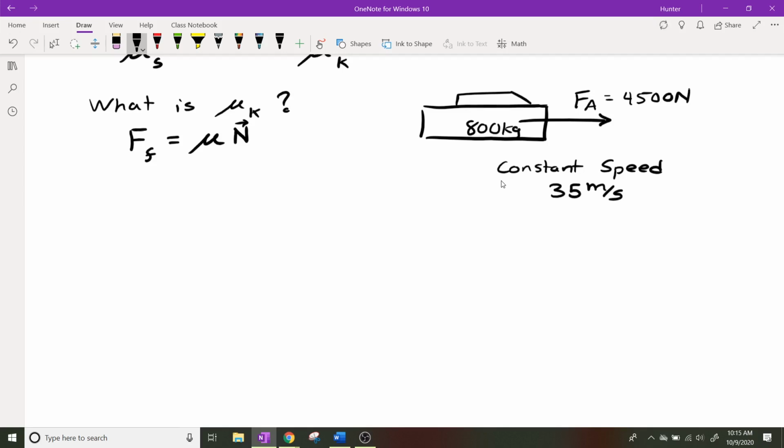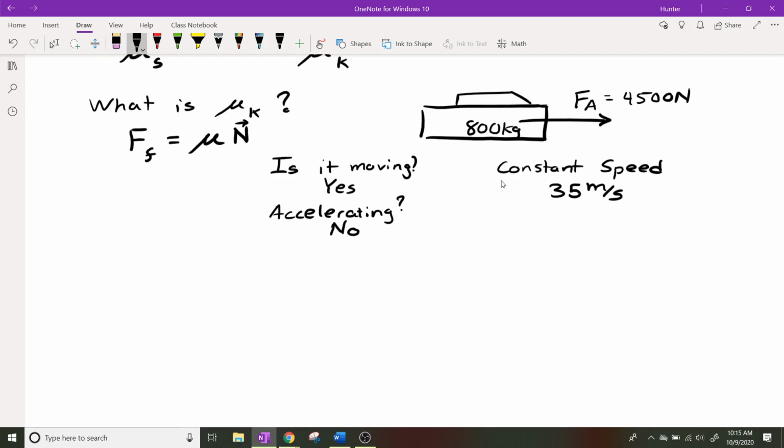So I'm going to ask myself a couple of questions. Is it moving? Okay, and the answer is yes. Next question. Is it accelerating? Okay, so it says constant speed, right? So that means, is it accelerating? The answer is no. So what does that mean?